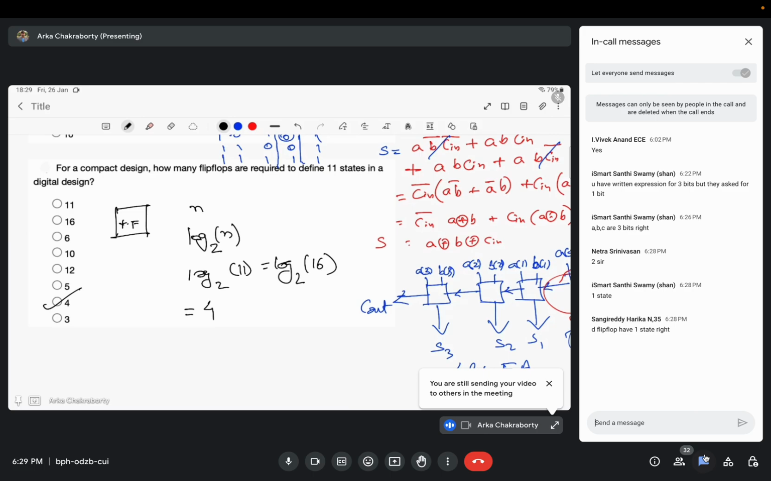See, digital flip-flops, like the D flip-flops you are talking about, what are they storing? Either a high or a low, right? So basically it is storing 2 states. So a flip-flop is a memory device, okay? We use memory devices to store at least 2 states. A single device can also be used to store multiple states.